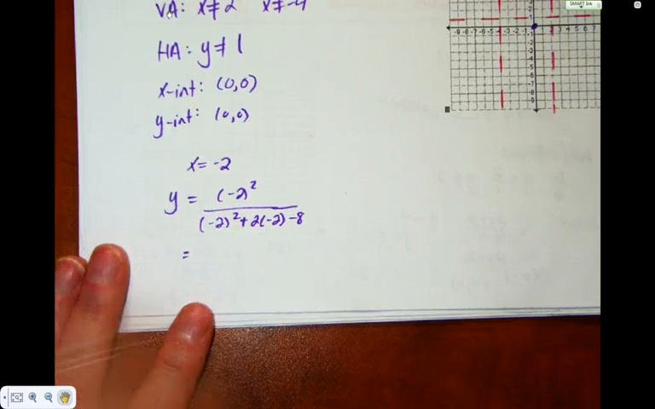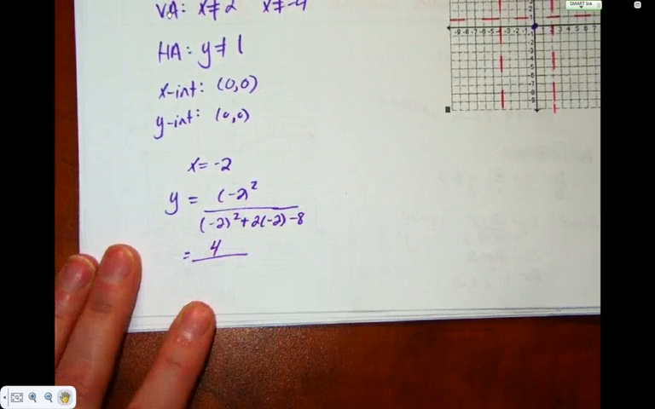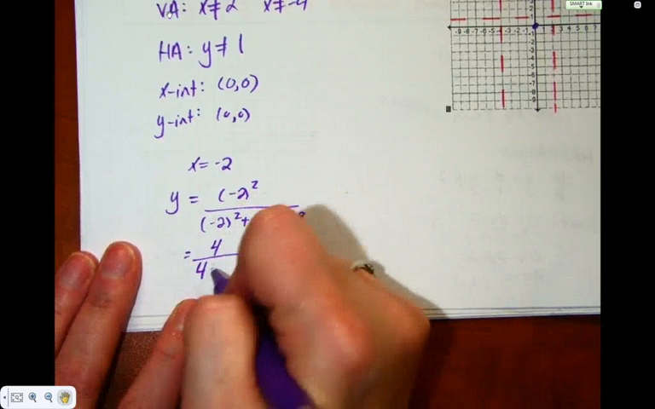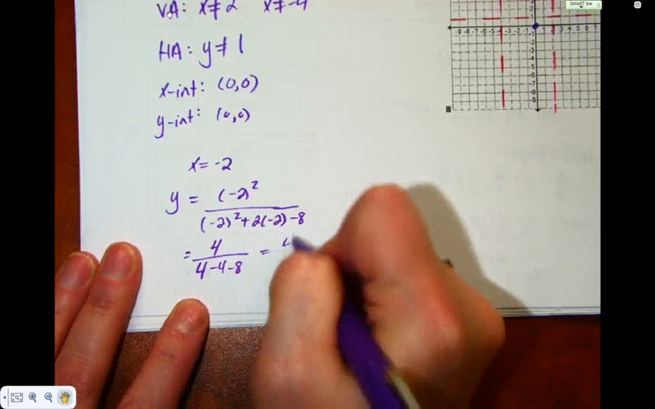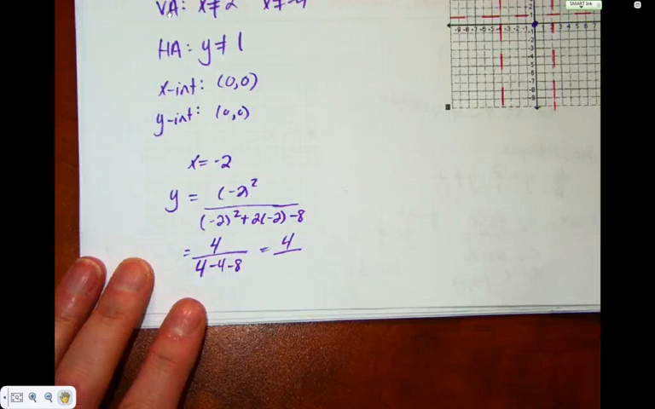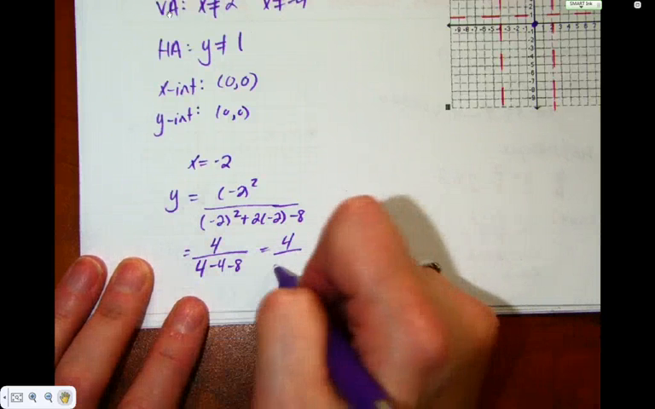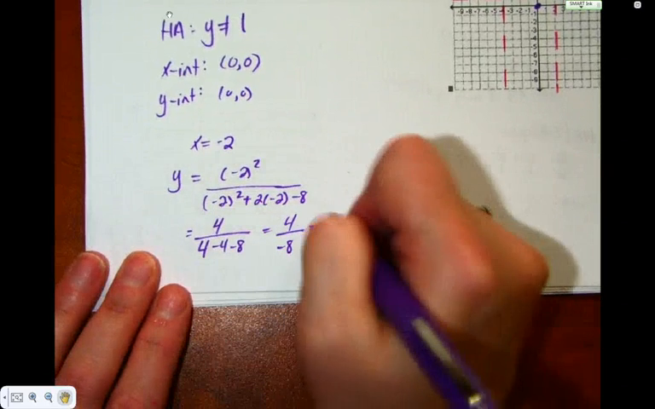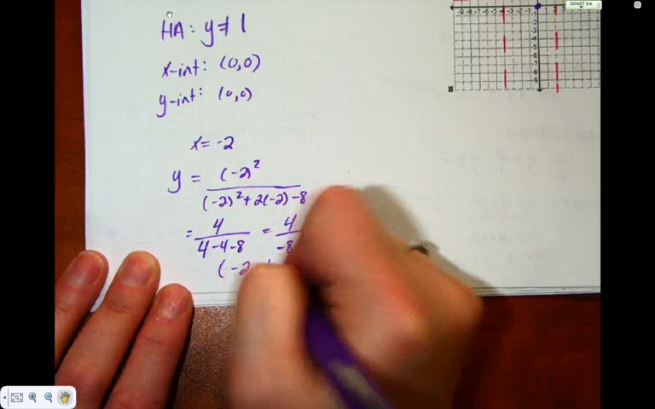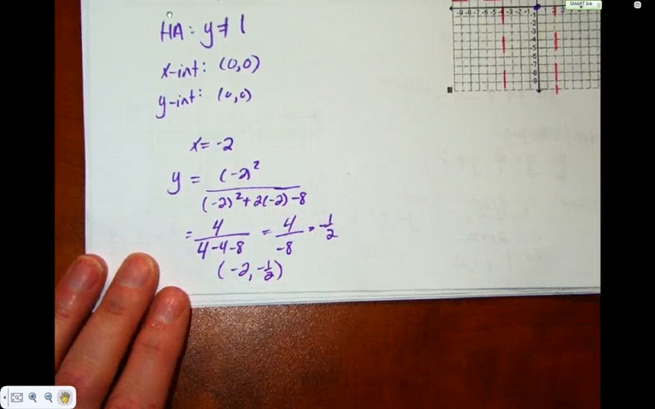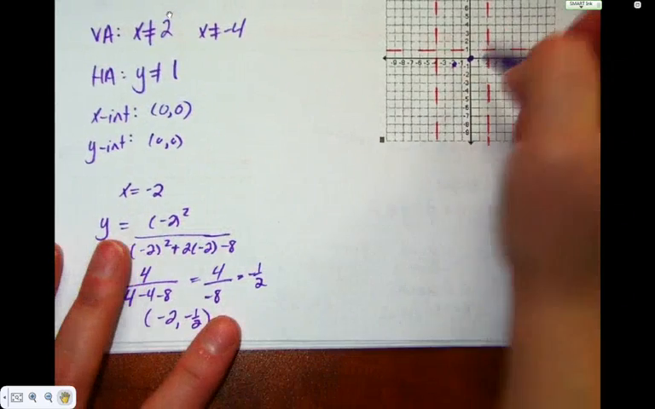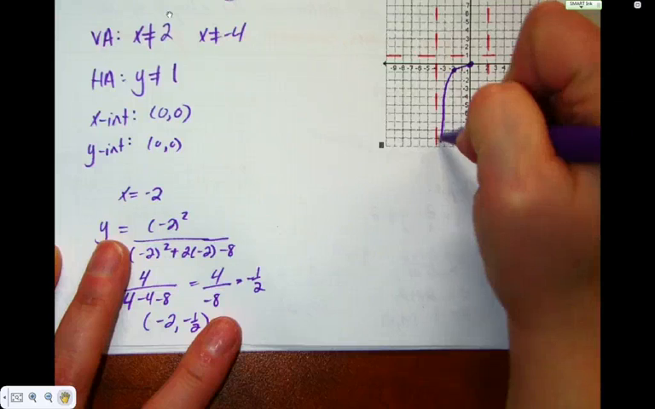The top, -2 squared. Okay, on the bottom, -2 squared, 2 times negative 2. Okay, so on the bottom we have 4 minus 4, minus 8. 4 over negative 8. Yeah, okay, so at negative 2, negative a half. So we can now complete this side. We know it's got to come down and approach the asymptote.